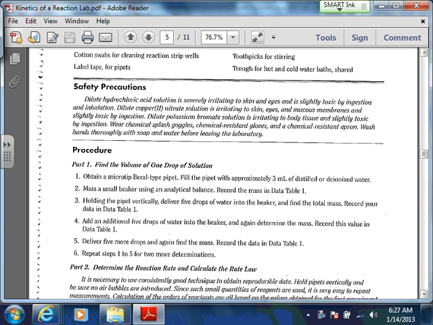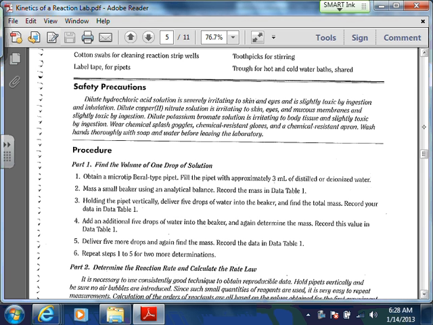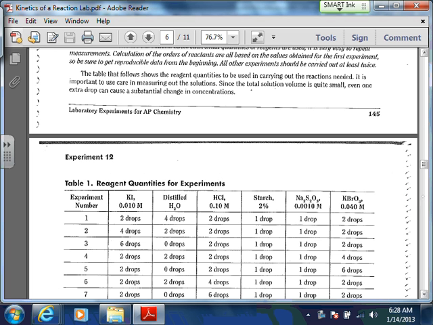It tells the procedure. For part 1, you're finding the volume of 1 drop of a solution, so it tells you exactly how to do that. Part 2, we're determining the reaction rate and calculating the rate law, and you're going to use this table right here.